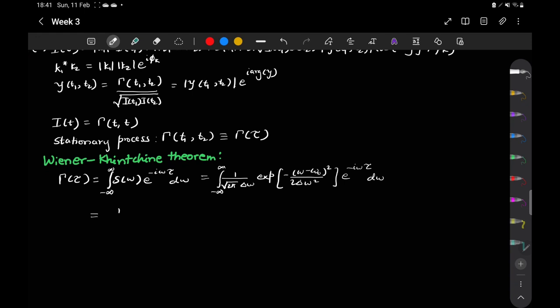Now let us simplify this. The constant term comes out of the integral. And let me make a substitution. Let omega minus omega naught be equal to omega prime. So this means d omega equals d omega prime. Let us make this substitution.